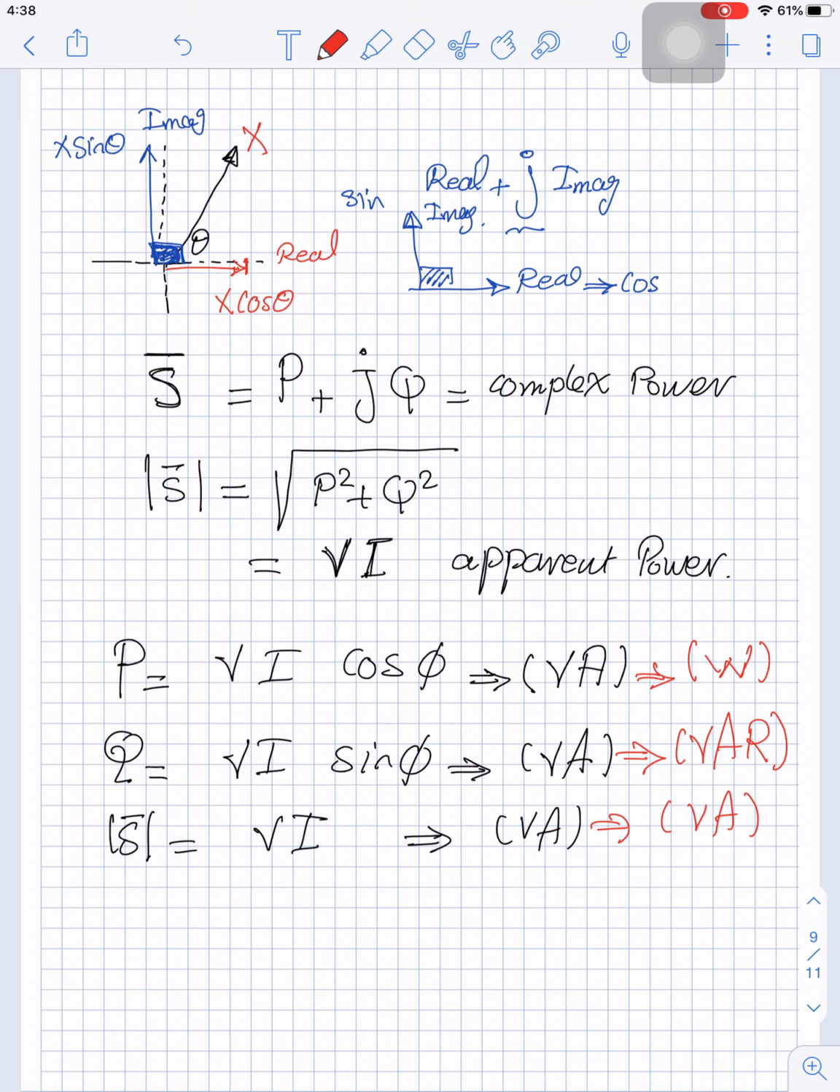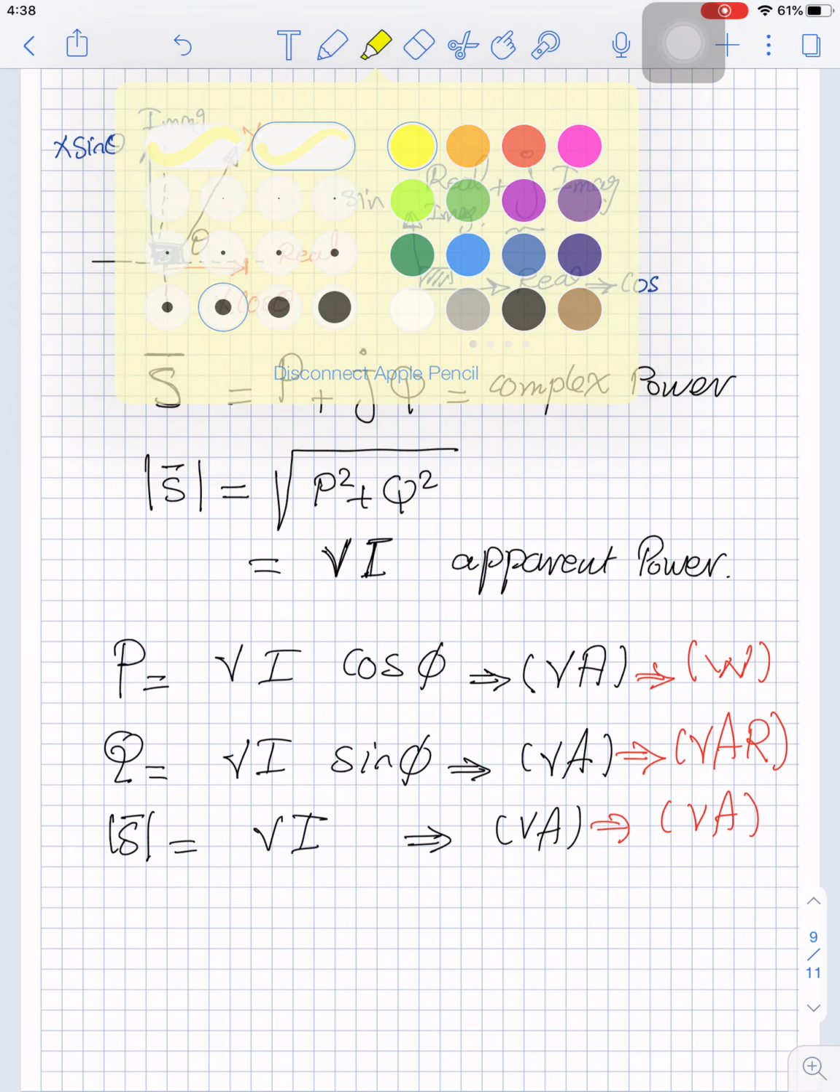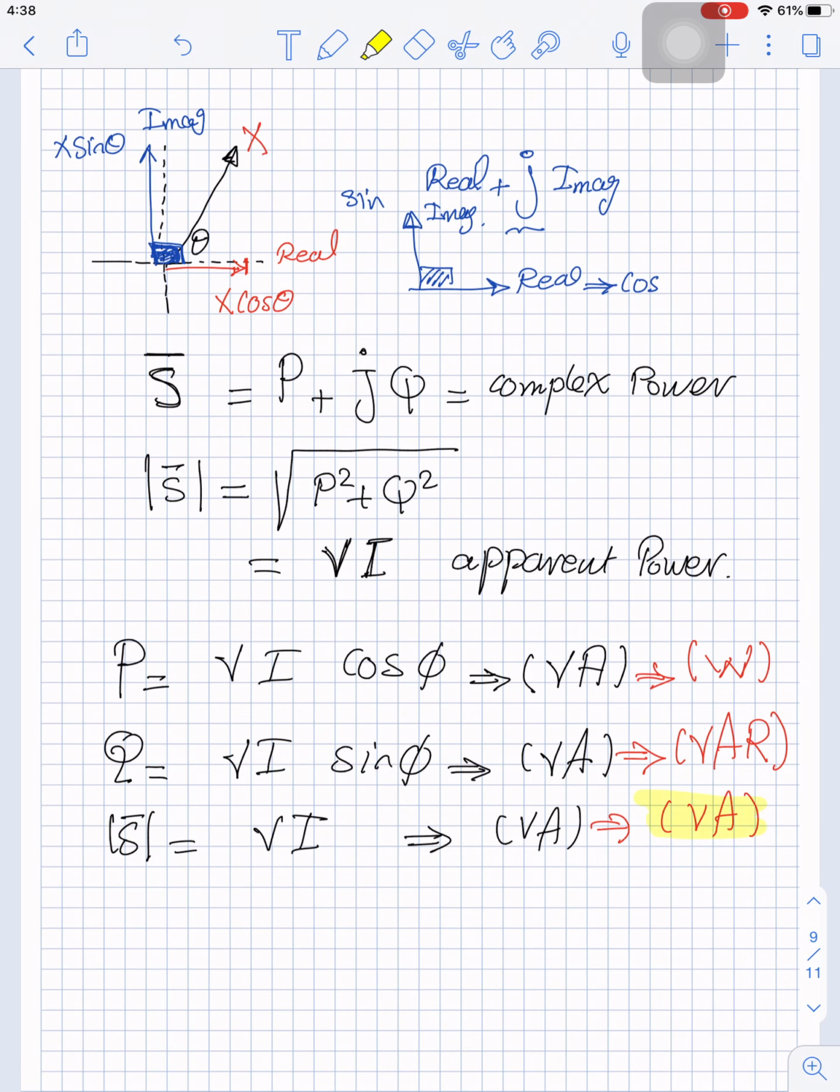But what is the power that you will see in the circuit? What is the apparent power? It's VI. You will not see P only or Q only. You will see S. And the apparent power is simply volt multiplied by ampere. And the unit is volt ampere. So the unit we should use in sizing and in designing our systems is volt ampere.